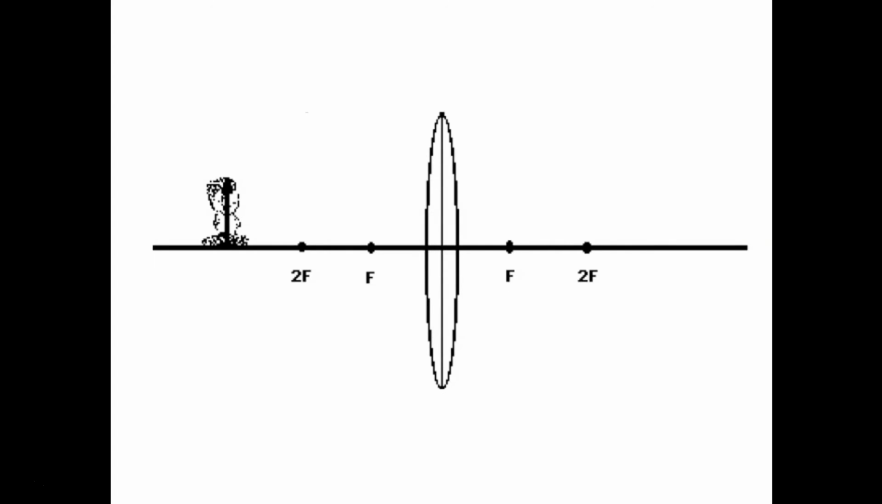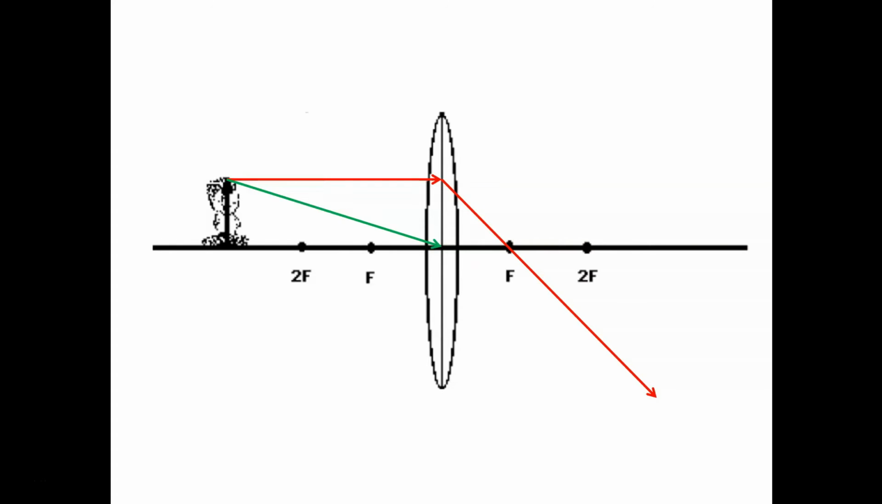So now we can use these to determine where the image in a lens would be. Our first ray is parallel to our principal axis. It's going to hit our optical center and refract through the focal point.